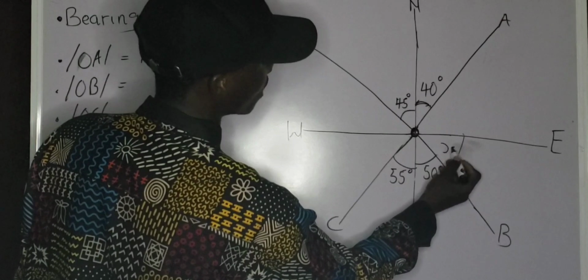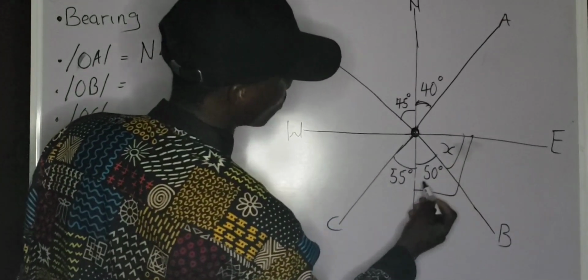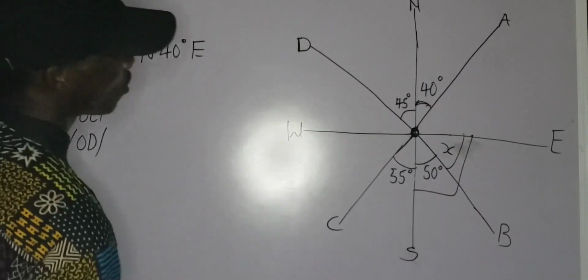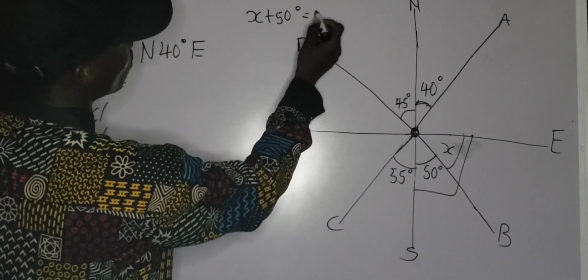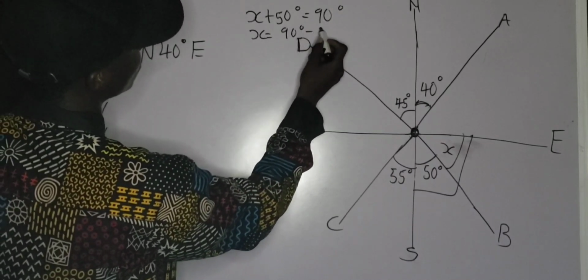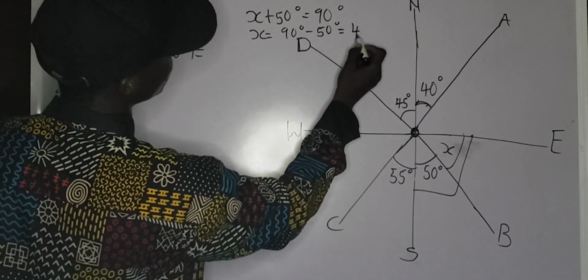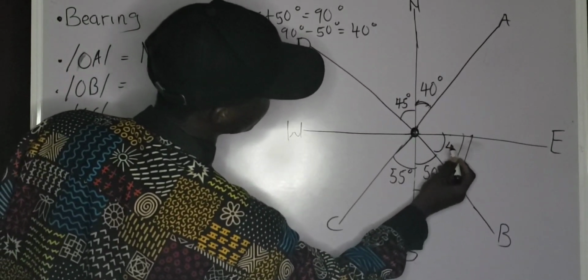So now, in order to calculate this angle, how do we go about this? Don't forget that the sum of angles here is 90 degree. So x plus 50 degree is equal to 90 degree. In order to get the value of x, it is 90 degree minus 50 degree. That is 40 degree. So the value of x is 40 degree. The value of the angle here is 40 degree.